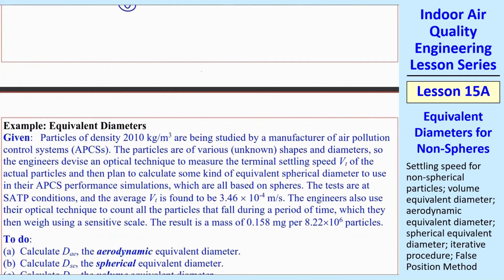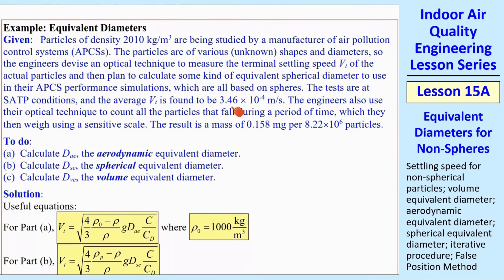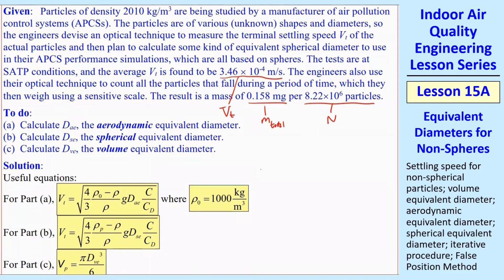Now let's do an example. Particles of density, I give a density, and we're using equivalent spherical diameters. We're going to actually calculate all three. These are SATP conditions. That's not always the case, of course. So they measure the settling speed and find it to be 3.46 times 10 to the minus fourth meters per second. They also count the particles that fall during a period of time, and they weigh them. Result is we have a mass per number of particles. So I'll just identify these guys. This is VT. This would be our total mass, and this would be our number of particles that were measured. So we're going to calculate all three of these: aerodynamic, spherical, and volume equivalent diameter.